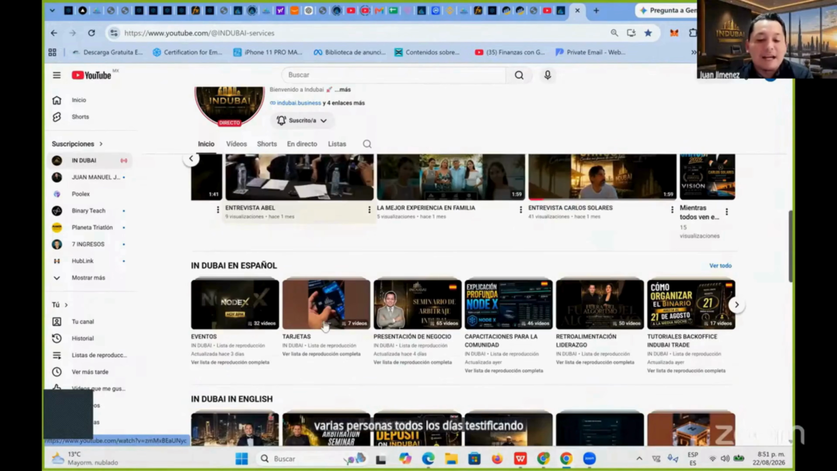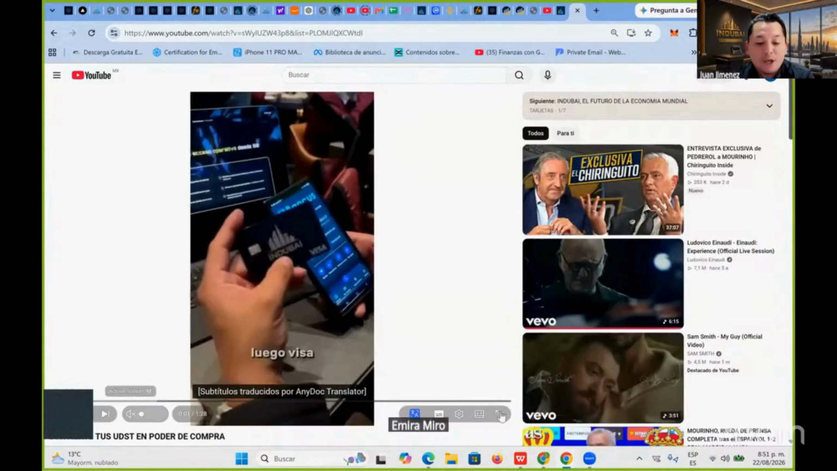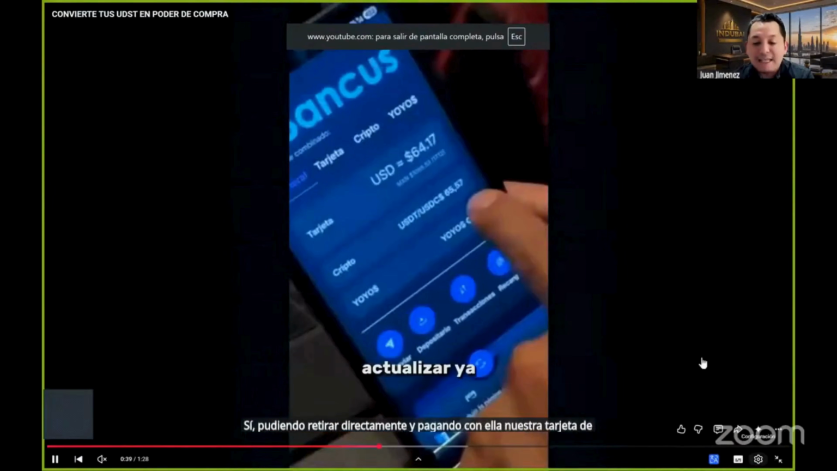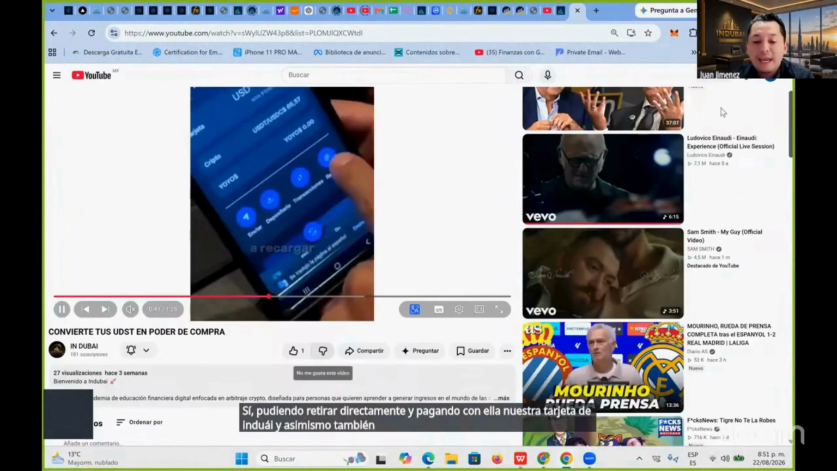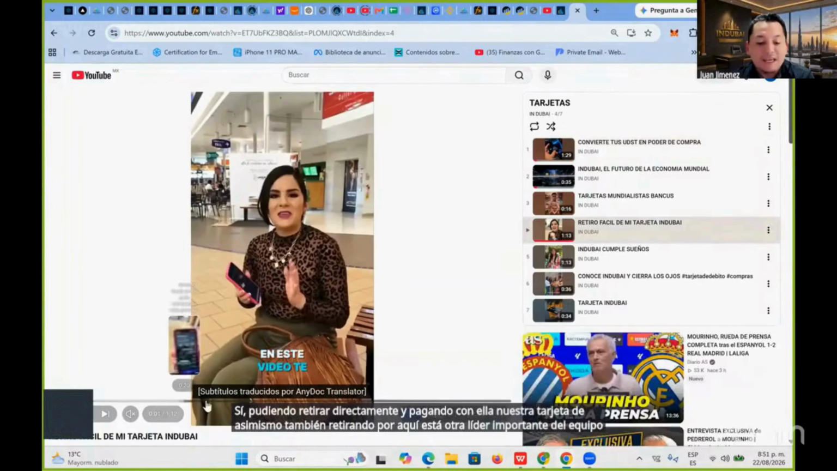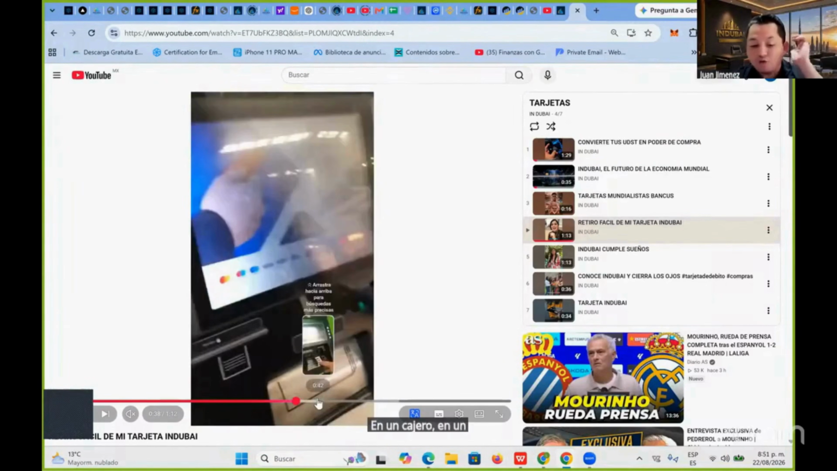Here you can see, for example, the usability of the card that we have, using it, withdrawing directly. Look, this is the card, being able to withdraw directly and paying with it, our Indubai card. And likewise also withdrawing at ATMs. Over here is another important leader from the team, withdrawing her benefits and her earnings at a normal ATM that you know.